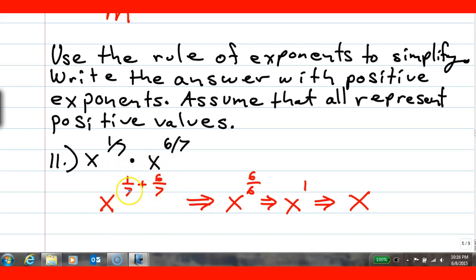They're already set up so that they have like denominators, so I can sum them together. If they weren't, I'd have to rewrite them with equivalent fractions. But I can add these together. So I end up with a 1 plus a 6, which is 7 over 7. Little error there, can correct it. So we end up with an x with 7 over 7. Well, 7 divided by 7 is 1, so I have x to the first power, which will be just x.